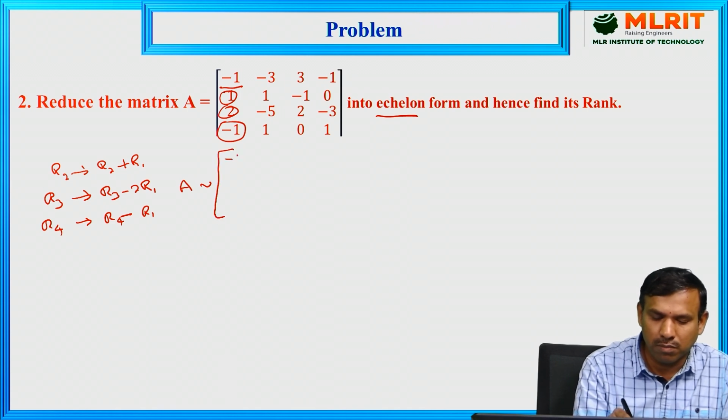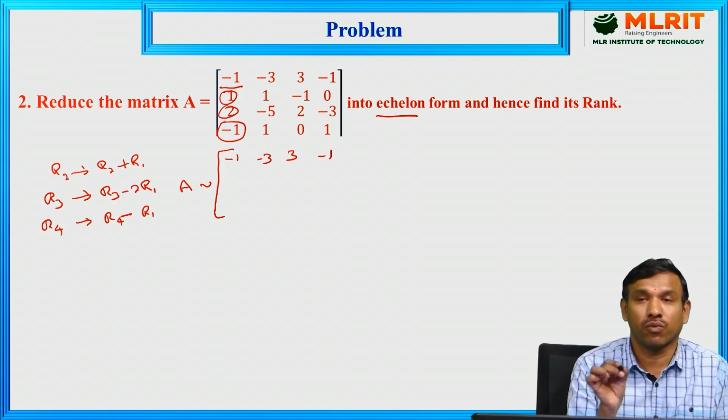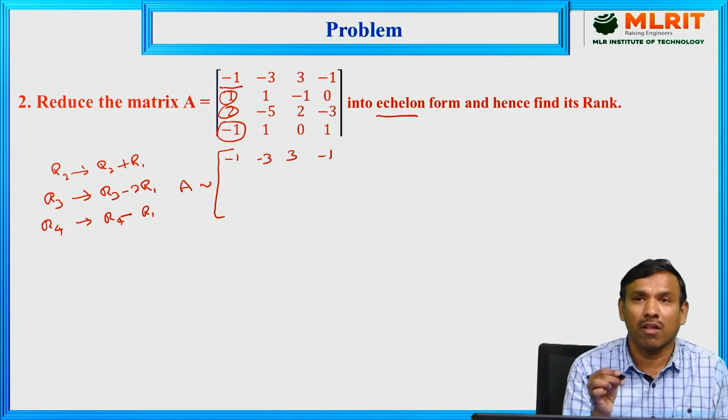First row no change. Minus 1, minus 3, 3, minus 1. Because you are using R1, R1 should not be changed. That is the key point. Most students change the row being used, but no. Whichever row you are using should not be changed.